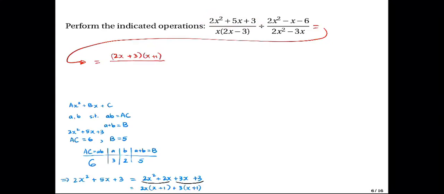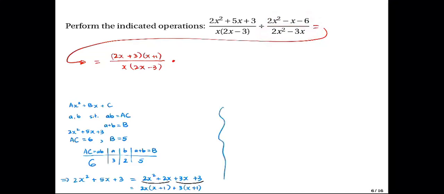Denominator, it's factored already, so we'll just copy it: x times 2x minus 3. And then like I said, division will convert it to multiplication, so we have to get the reciprocal of this. The expression here, 2x squared minus 3x, is easily factorable.